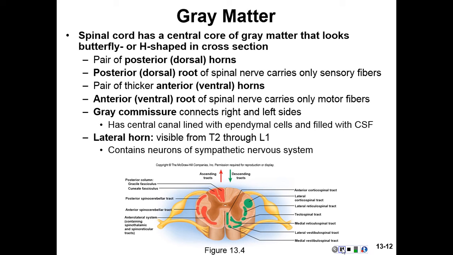Your anterior root, they carry motor responses down. When you look at the posterior dorsal root, they carry sensory fibers, all right, and they pair with the anterior ventral horns of the body.